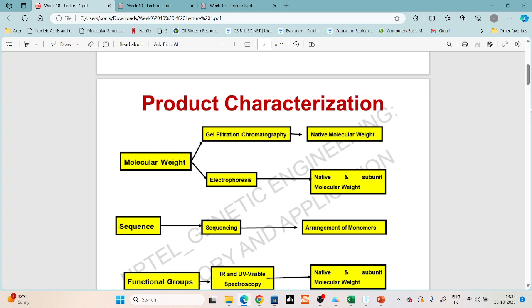Okay, so up till now what we have studied is that in downstream processing you have isolated and purified your product. We are talking about protein products mostly. So now you have your protein product with you, and you want to characterize it. Now, what is the meaning of characterization?